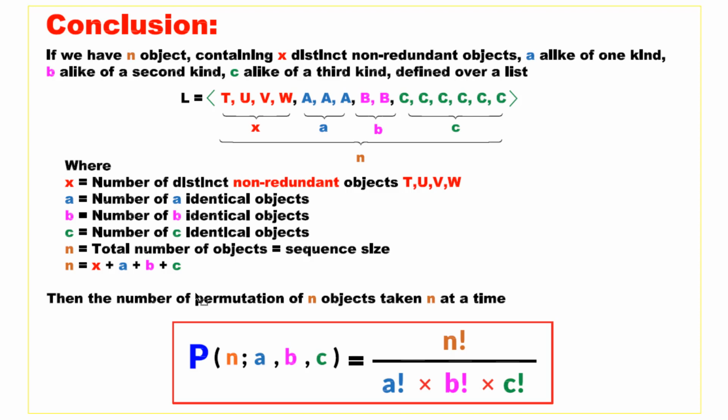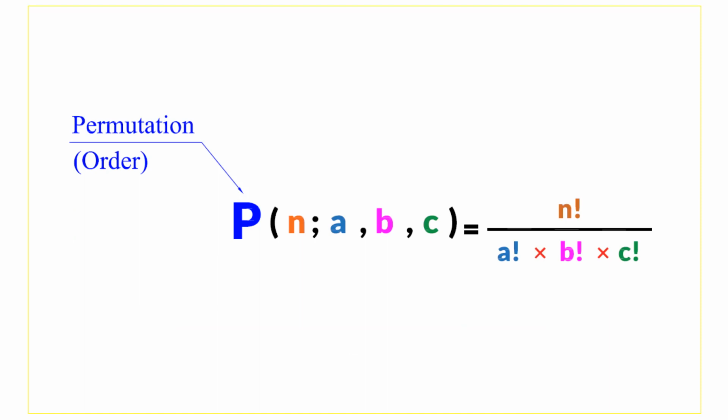So in such case, the permutation of n objects taken n at a time with a identical objects, b identical objects, and c identical objects is equal to the number of objects factorial divided by the multiplication of the number of identical objects times the number of the other identical objects times the number of the other identical objects, and so on. Now we need to read this formula precisely.